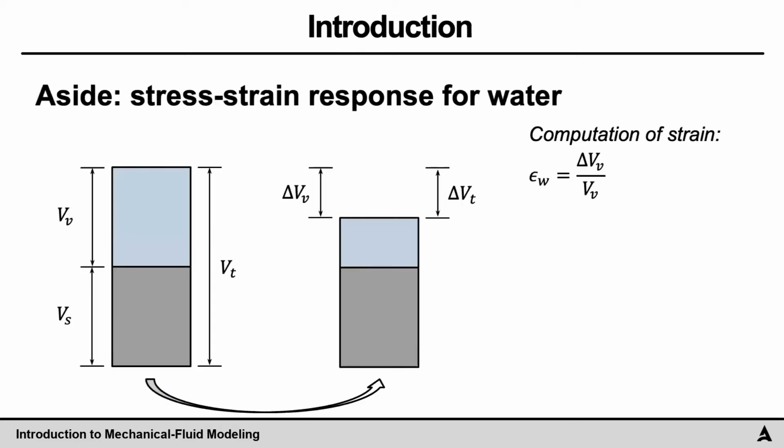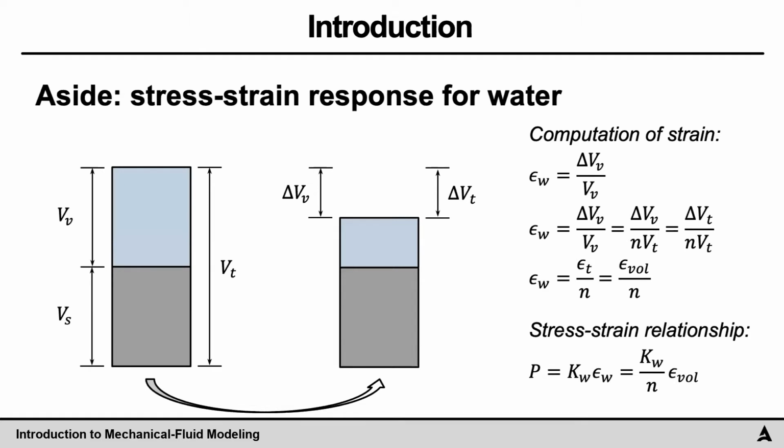In that, you can go through and show that the strain in the water is equal to the volumetric strain divided by the porosity. And so then what we see is that the change in pore pressure is equal to the bulk modulus of the fluid times the strain in the fluid, which can also be shown as just the bulk modulus of the fluid divided by porosity times the volumetric strain. And this is the equation that we utilize. I think it is helpful in thinking through how pore pressures change due to changes in volumetric strain.